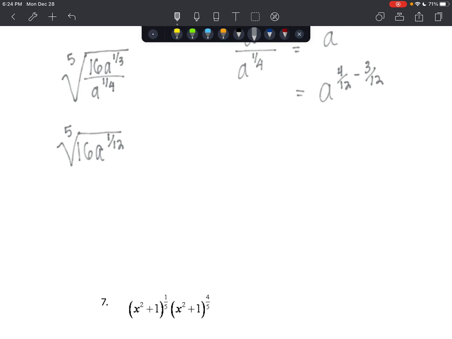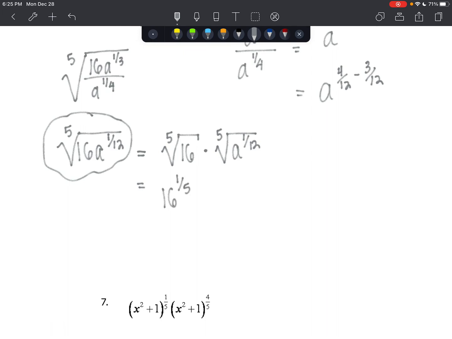Now this a to the 1/12 power, do we leave it like that? What do we do? So this can be written as the 5th root of 16 times the 5th root of a to the 1/12. I like this answer, but I also like this answer: 16 to the 1/5 power times a to the 1/12 times the 1/5 power.